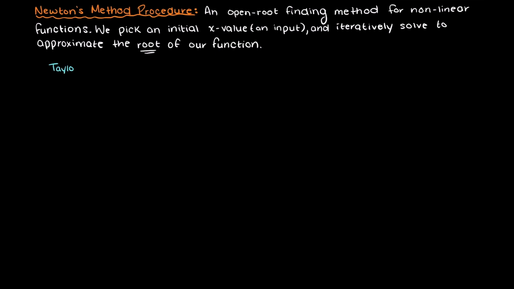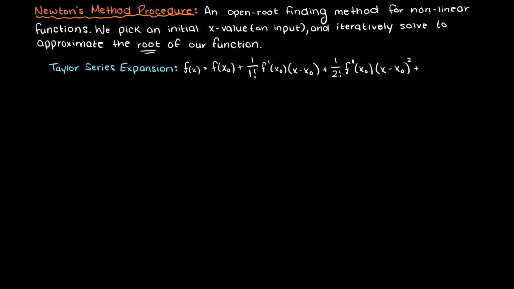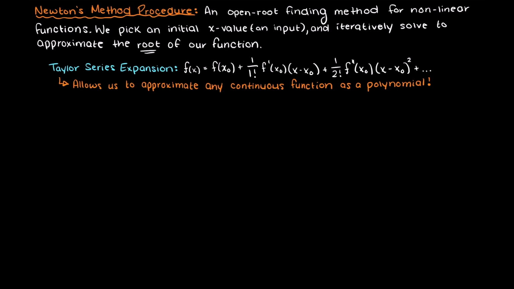Newton's method uses Taylor's series expansion, which, if you're unfamiliar, is just a method for us to recreate any continuous function as a polynomial, which is great as the derivatives of polynomials are simple, which will be beneficial to us here shortly. In this video, we will not be solving an actual problem.